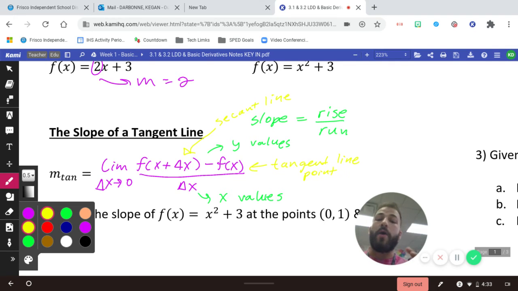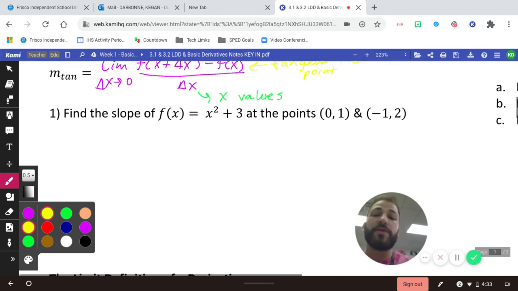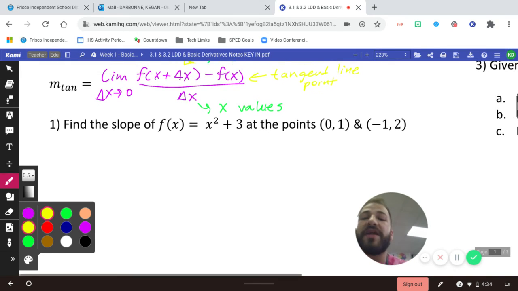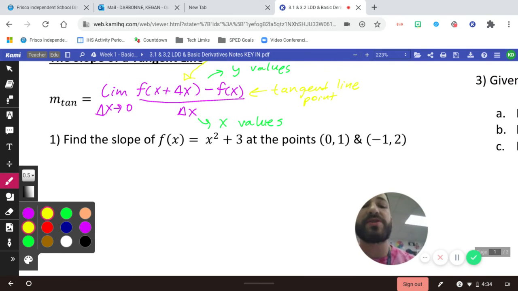Okay. Now, long-term, big idea, you don't really need to know this equation. This is kind of our discovering derivatives, but we're not going to use it forever. We're really going to learn it today and then not really worry about it. But we can still practice with it. So I want to find the slope of f of x equals x squared plus 3 at the points (0, 3) and (-1, 4).